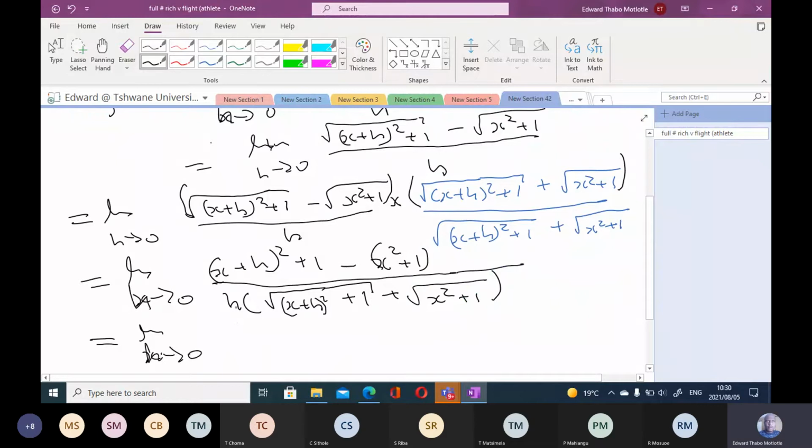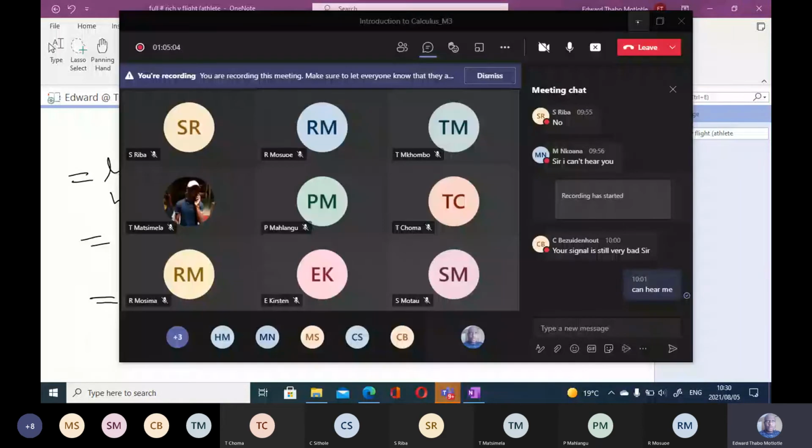Okay, we have to expand this. This is x squared plus 2x.